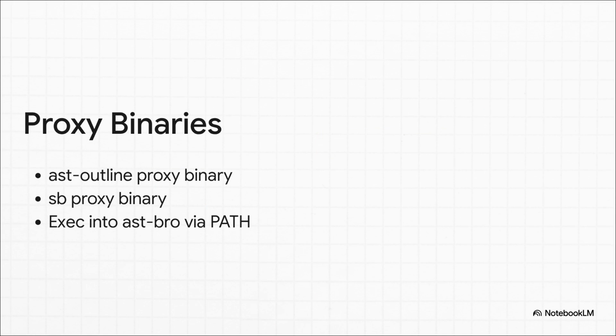Don't be. The developers brilliantly included thin proxy binaries. There's one for the old ast-outline name and a neat shorthand one just called SB. These proxies automatically execute right into the new ast-bro binary via a standard path lookup. So your existing workflows, they won't skip a single beat while you transition.